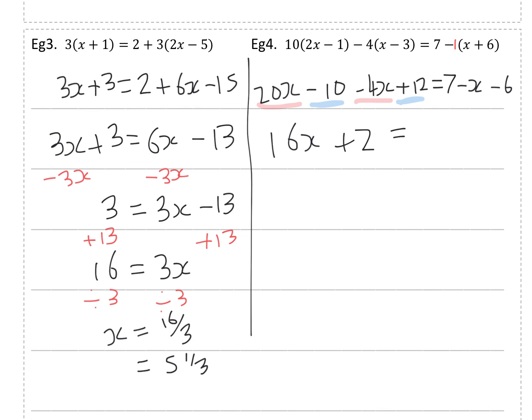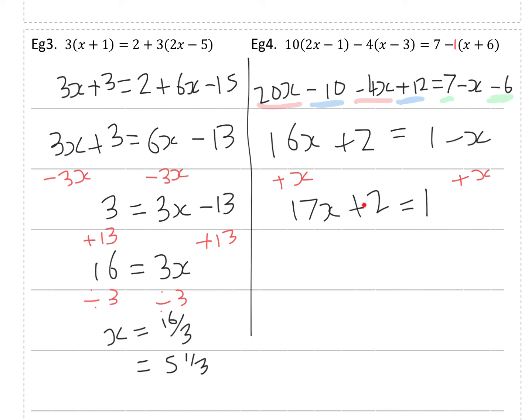On the right hand side, you've only got two terms which are like. That's the 7 and the -6. And 7 take away 6 is 1. So we end up with 1 take away x. We remove the smaller number of x's, which is the -1x. To remove that, we add x to both sides. That gives us 17x plus 2 equals 1.